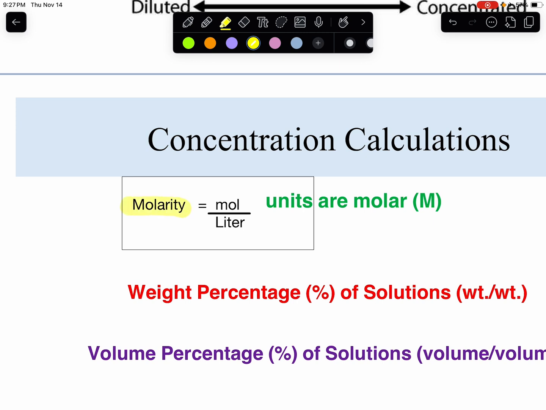It is molarity and it is moles divided by liters. And the units for molarity is molar or capital M. Another way that you may see the unit is actually the mole divided by liter unit as well. So you can either use mole divided by liter or capital M, not lowercase m.